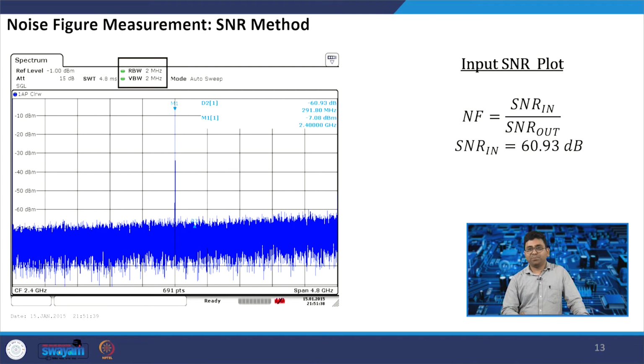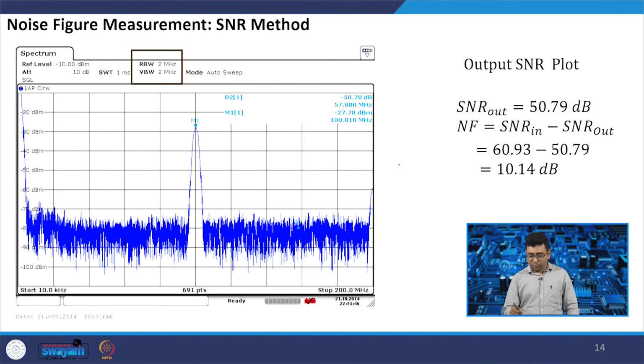We all know that noise figure is nothing but SNR in by SNR out. You can find the SNR in by taking the average of the noise floor minus the signal amplitude. You will get the SNR in, meaning your input signal SNR. You need to make sure that your resolution bandwidth and video bandwidth are equal, or there is another rule of thumb: resolution bandwidth by video bandwidth. When we discussed the noise figure, at that time I also mentioned that RBW by video bandwidth should be around 0.3. It is not a standard, but it is based on design experience that can be analyzed. What it says is that your video bandwidth should always be a little higher compared to the resolution bandwidth.